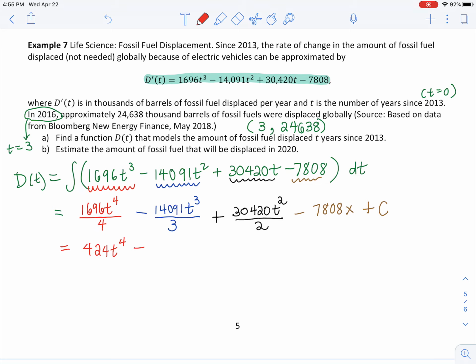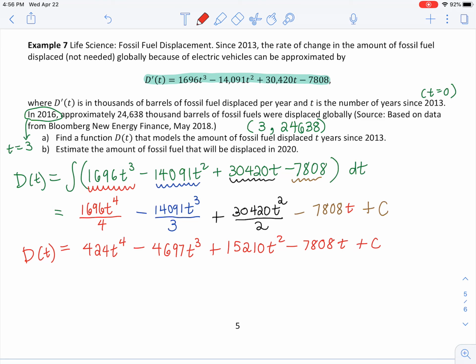What is 1696 divided by 4? Oh, that was nice. Oh, I'm excited. This one came out to be 424 t to the fourth power. Yeah, that one really came out nice. Minus 14,091 divided by 3. Oh, that one is also nice. 4697 t cubed. Plus, and that one's got to come out nice because that's just half of an even number. 15,210 t squared, and minus 7808.